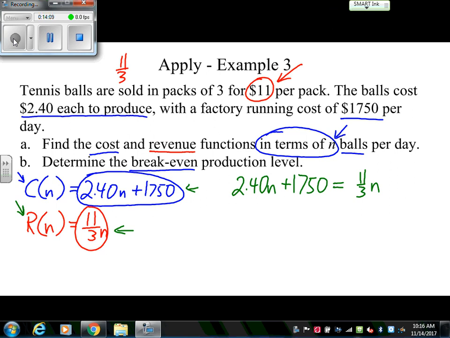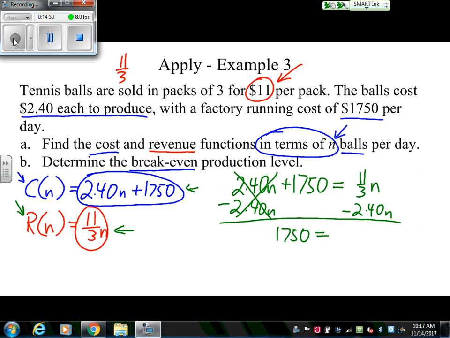First step I'd like to do is get all my N's to one side and all of my non-N's to one side. Since I already have N's up on the right and there's also some N's on the left, I'm going to subtract the 2.40N from both sides. That'll get rid of all of these N's, leaving me with 1,750 equal to 11/3 N minus 2.40N. And in order to combine these, I'm going to go to my calculator and combine like terms. 11/3 minus 2.4.